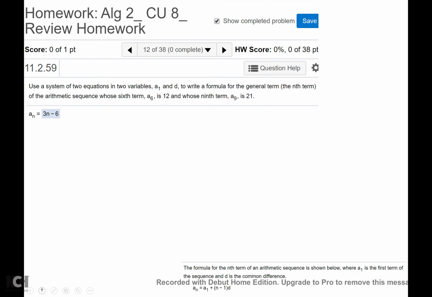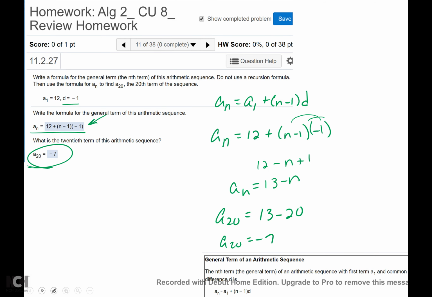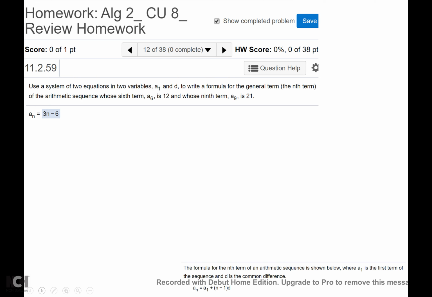All right, wait, did I skip one? Okay, use a system of two equations and two variables, a1 and d, to write a formula for the general term, the nth term of the arithmetic sequence whose sixth term, a6, is 12, and whose ninth term, a sub 9, is 21. What? Why do they want me to use a system of equations?